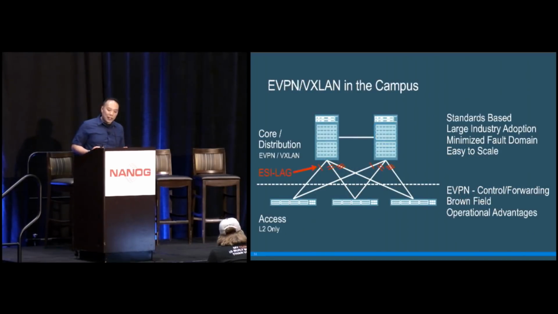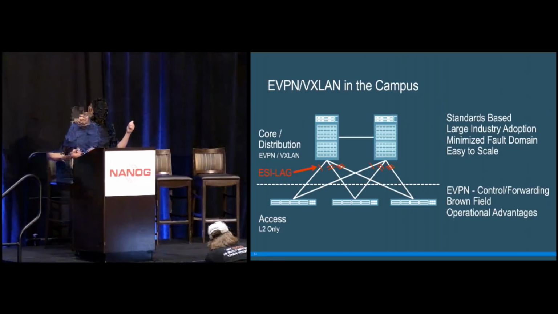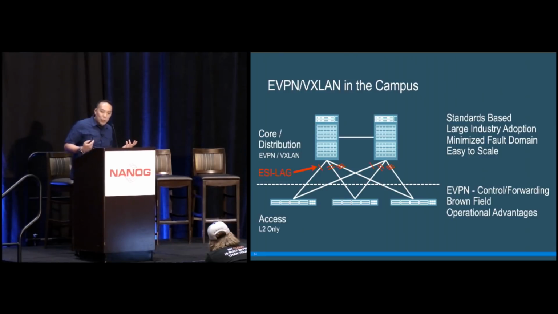Again, with so many similarities, why not leverage EVPN in the campus? Why not leverage all the benefits that EVPN offers: standards-based, large industry adoption, minimized fault domain. If I lose a core box, am I down? Worst case, 50% capacity. And it's easy to scale. If I need to add 40, 100, 400 gig, I'm not locked into specific boxes or even vendors. All of the same advantages a fabric has in the DC.